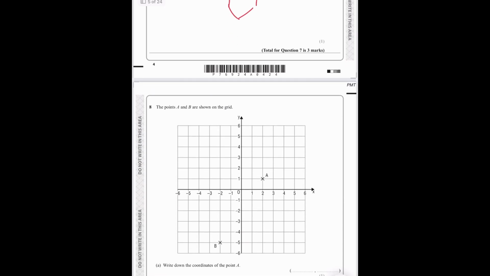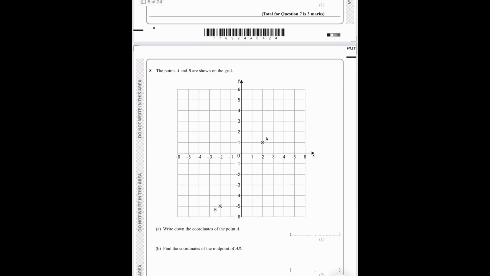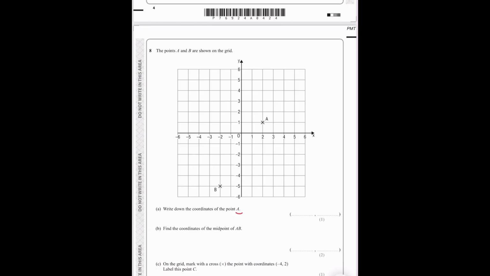The points A and B are shown on the grid. Write down the coordinates of point A. Well, here's the A, so it's 2 across and 1 up. So that's 2, 1. Find the coordinates of the midpoint of AB. So if we join the line between A and B, make that into a triangle. That's 1, 2, 3, 4 across, 1, 2, 3, 4, 5, 6 down. Half of 4 is 2, half of 6 is 3. So that is the midpoint. So it's on the y-axis, so it's 0, -2.